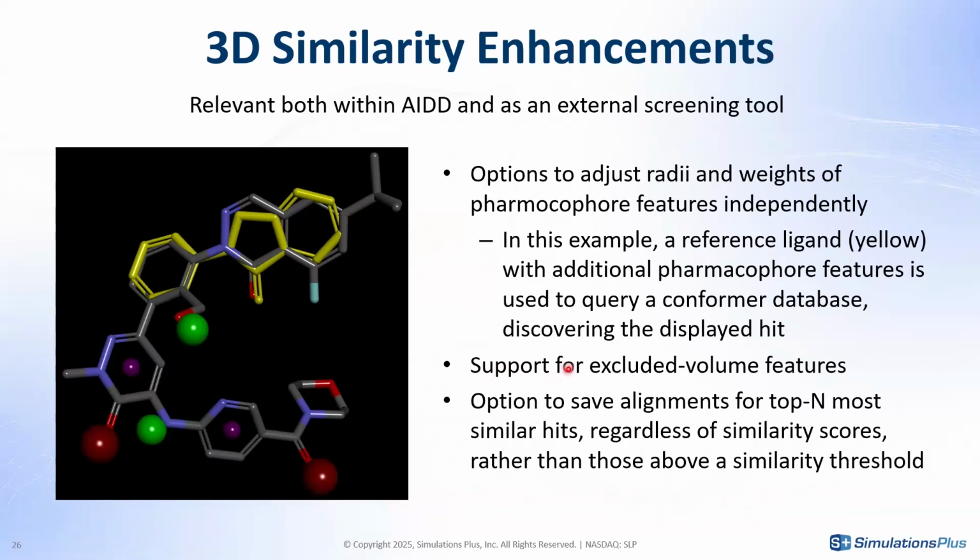There's also support for excluded volume features, and there's a new option to save the best alignments for the top n most similar hits, regardless of how similar they are, rather than having to specify a similarity threshold and only saving those with a similarity score above it. That was a bit inconvenient because you don't always know a priori what threshold to use. So we were asked to add this, and we've now added it.